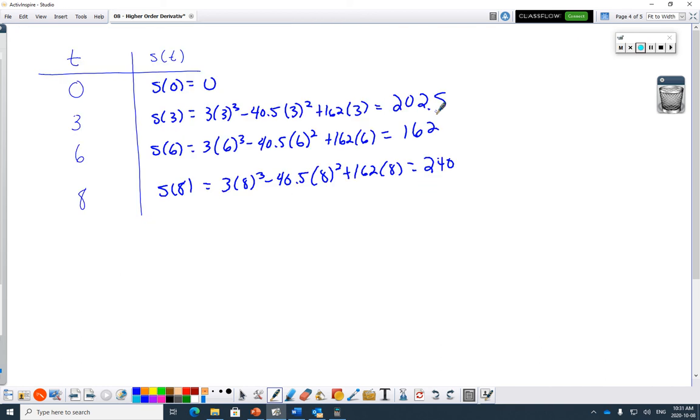So, what's the total distance traveled? Well, from here to here, I traveled 202.5 meters. From here to here, I traveled 39.5 meters. I didn't travel 40 meters. I traveled 39.5. And from here to here, I traveled 78 meters. See, I got to get all those gaps there. Tell me, Will. 40.5. Thank you.